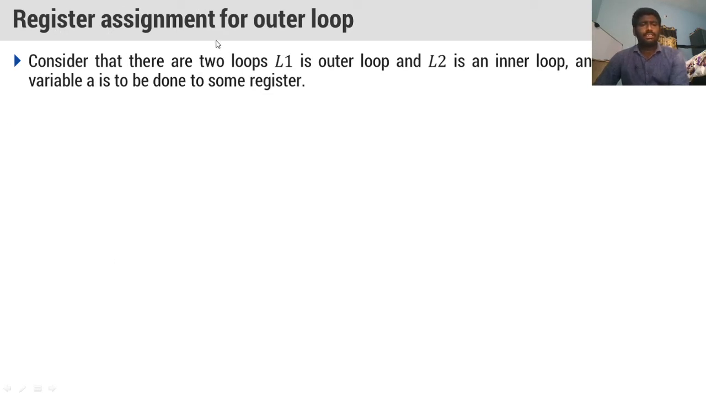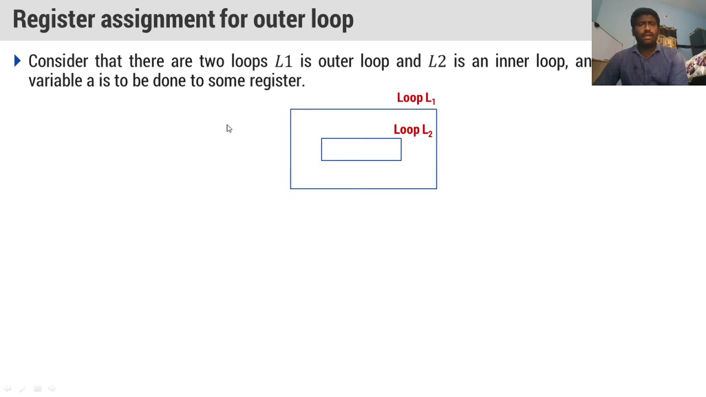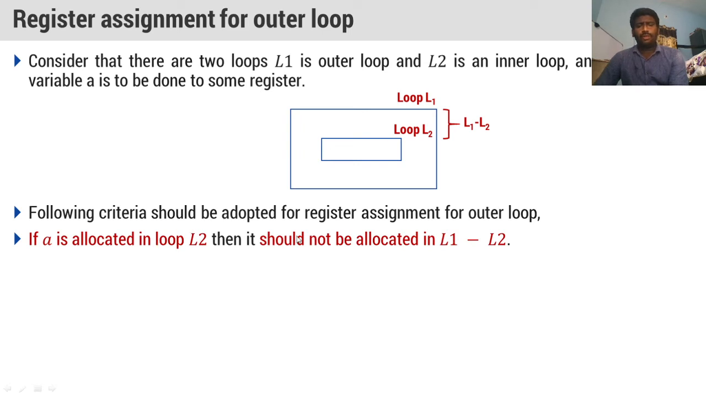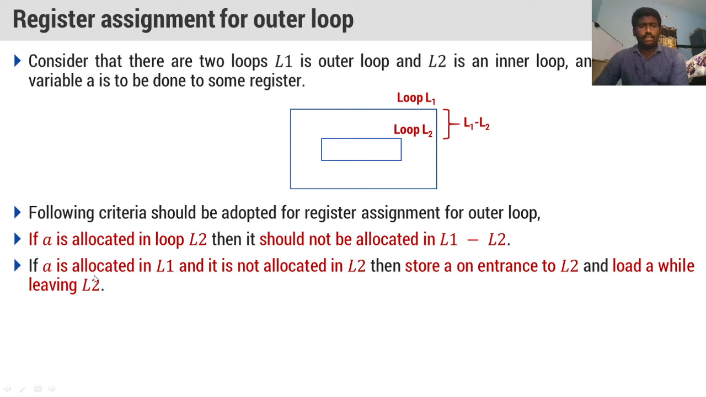And next one is register assignment for the outer loop. Here we will assume two loops, L1 and L2. L1 is the outer loop and L2 is the inner loop. When we take these two loops, the following criteria should be adopted for register assignment for the outer loop. If A is allocated in L2, then it should not be allocated in L1 minus L2. If A is allocated in L1 and it is not allocated in L2, then store A on the entrance to L2 and load A while leaving L2.